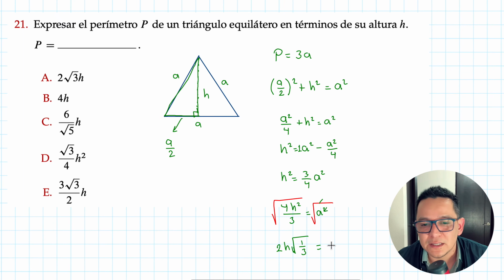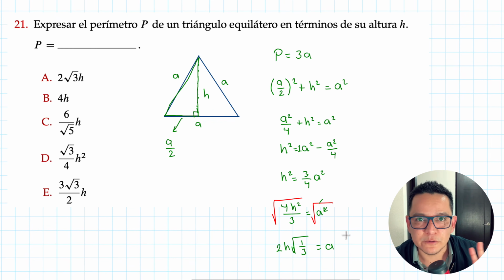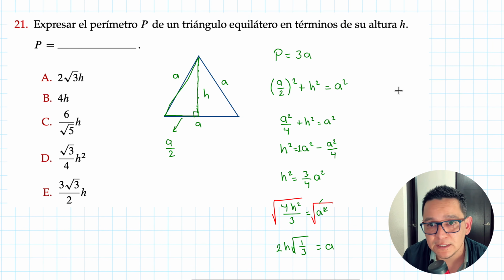The square root of a squared is actually the absolute value of a, but let me put it this way, just so I don't get too formal. The square root of a squared, let's just say it's a. All right, let's continue over here. So then we have 2h times the square root of 1/3, right? That's what I have over here, and now I can go to my perimeter formula.